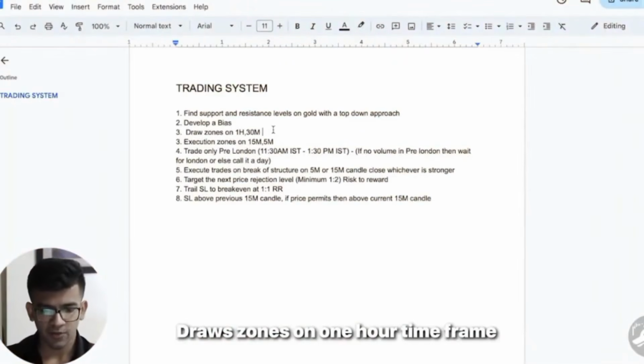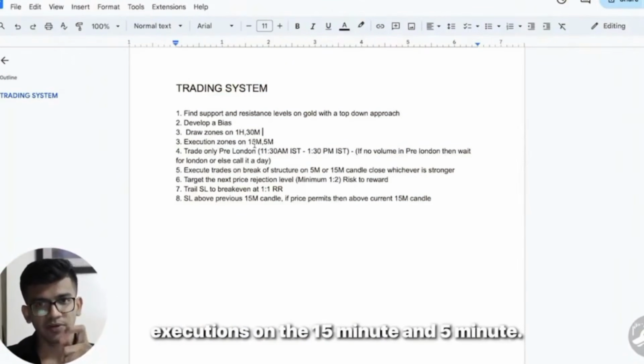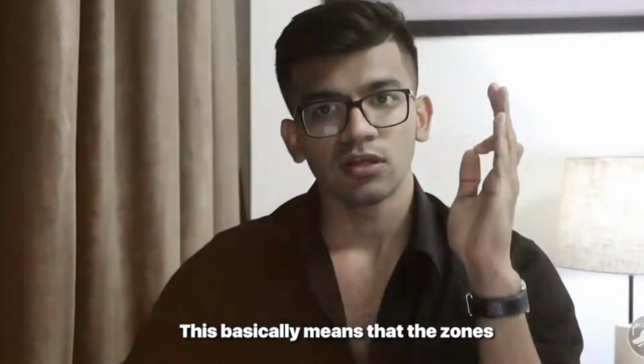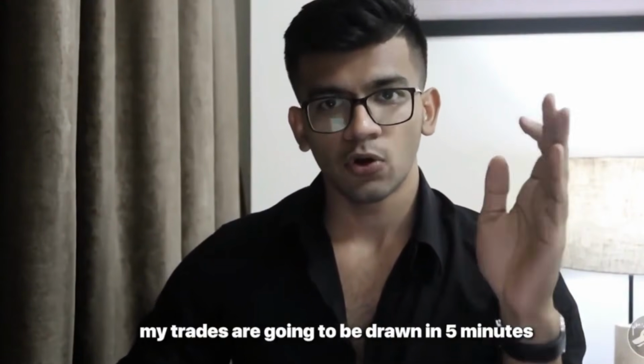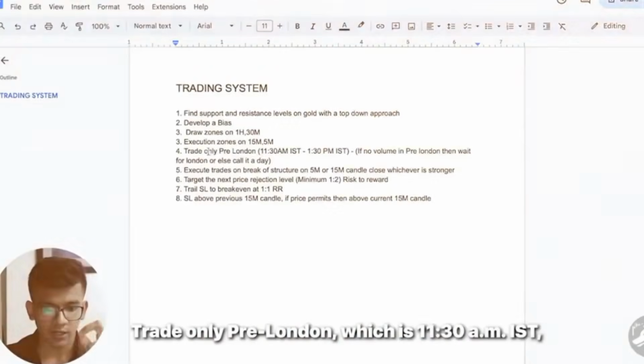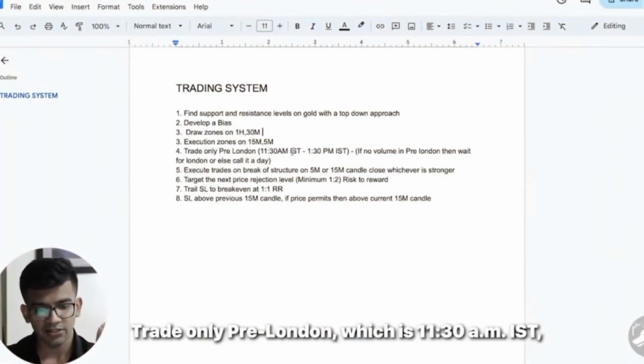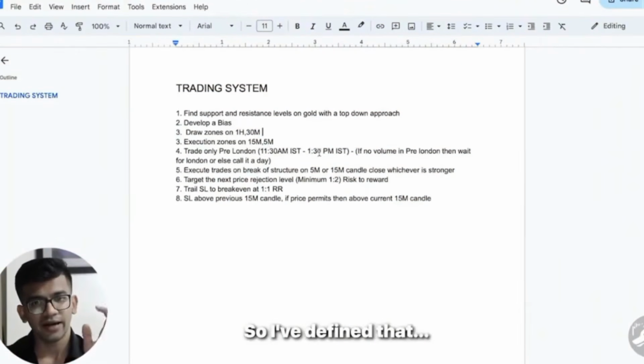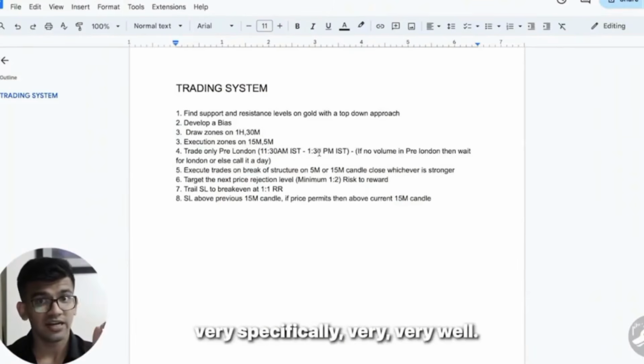Draw zones on the 1-hour and 30-minute time frames. Execution zones on 15-minute and 5-minute. This basically means that the zones where I'm going to actually execute my trades are going to be drawn on the 5-minute and 15-minute time frames. Trade only pre-London, which is 11:30 a.m. IST to 1:30 p.m. IST. So I've defined my timings very specifically, very well.